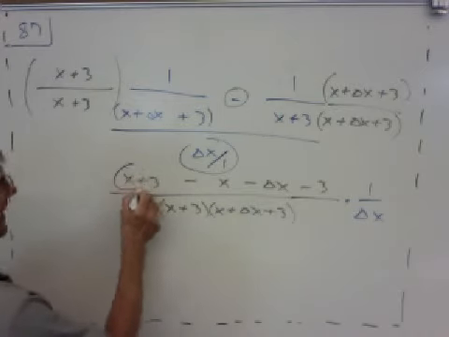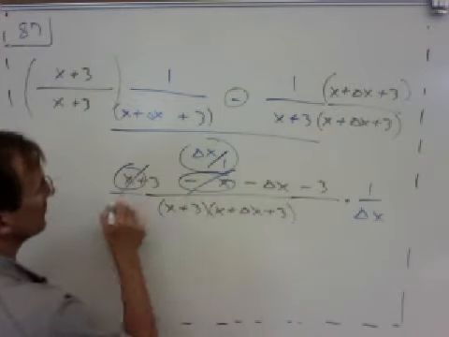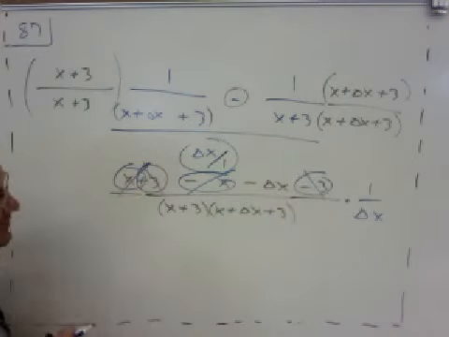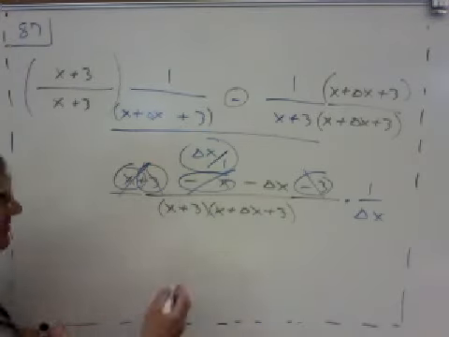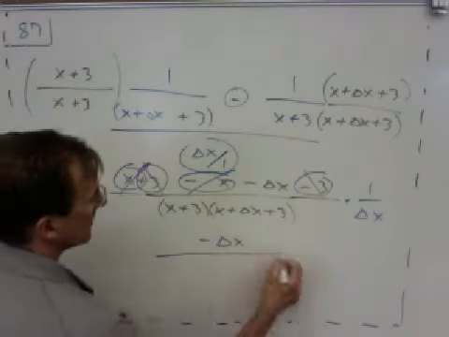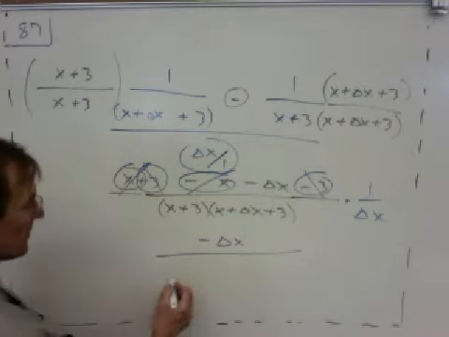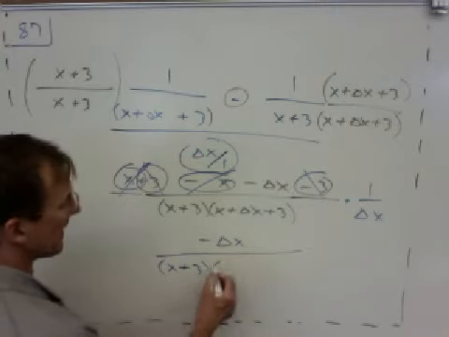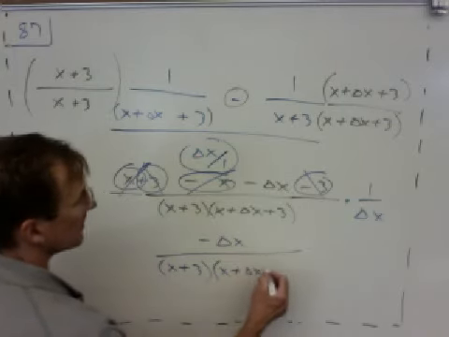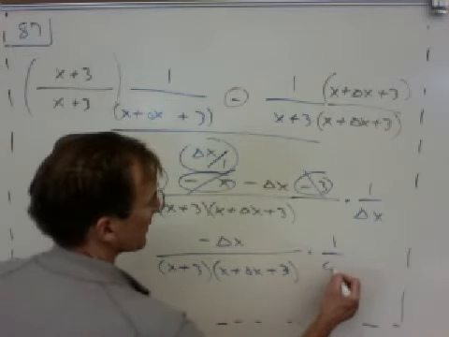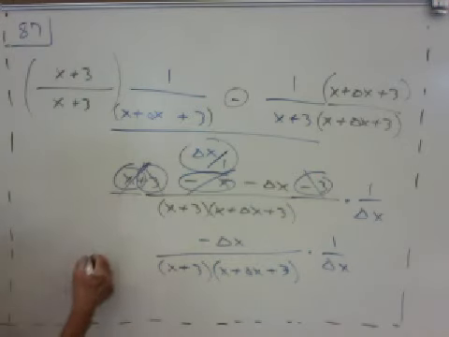Okay? Now, the numerator is going to cancel. I have a positive x and a minus x. Those are going to cancel. I have a plus 3 and a minus 3. Those are going to cancel. So the only thing left in the numerator, and this is important, the only thing left in the numerator is minus delta x. Okay? And what's left in the denominator is x plus 3 and x plus delta x plus 3. And we're multiplying that times 1 over delta x. So now we're going to put a limit back in front of that. We're letting delta x go to 0.